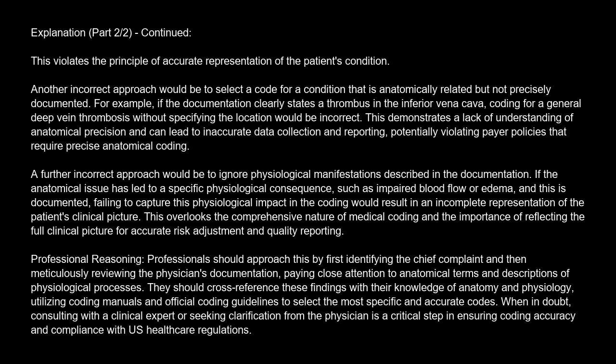Another incorrect approach would be to select a code for a condition that is anatomically related but not precisely documented. For example, if the documentation clearly states a thrombus in the inferior vena cava, coding for a general deep vein thrombosis without specifying the location would be incorrect. This demonstrates a lack of understanding of anatomical precision and can lead to inaccurate data collection and reporting, potentially violating payer policies that require precise anatomical coding.